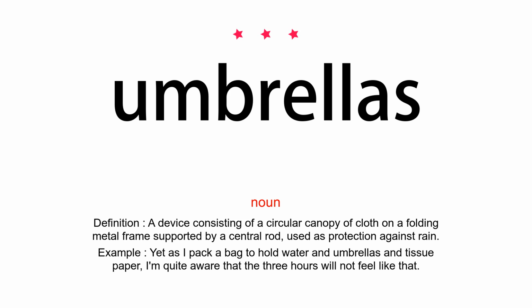Noun. Definition. A device consisting of a circular canopy of cloth on a folding metal frame supported by a central rod, used as protection against rain. Example. Yet as I pack a bag to hold water and umbrellas and tissue paper, I'm quite aware that the 3 hours will not feel like that.